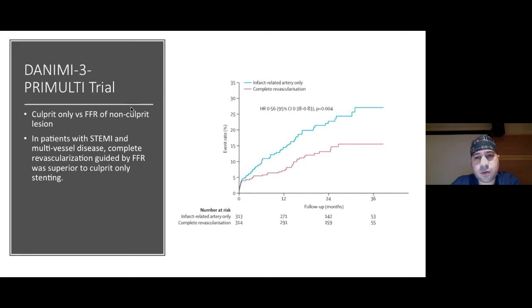So this study proved 2 points. One, it's safe and accurate to complete FFR measurements on patients that are presenting as STEMI. And two, it showed the importance of complete revascularization, as we've seen through multiple trials.